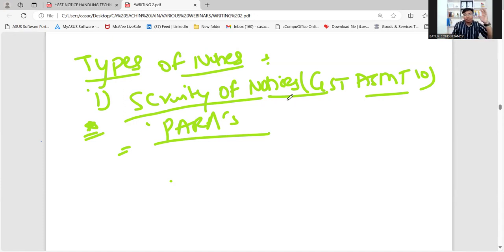No problem. So now, scrutiny of notices, in that case, the scope will be limited. Whatever para the departmental authority has raised, only on that particular para the departmental authority can ask the question. That is the limitation of this scrutiny of returns.